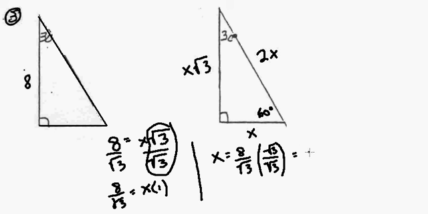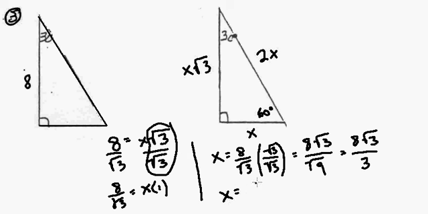Remember, with fractions, you multiply the numerators and you multiply the denominators. The top is 8 times the square root of 3, so we'll just go 8 radical 3. On the bottom we have the square root of 3 times the square root of 3, which is the square root of 9. Square root of 9 simplifies down to 3, and on top we leave it 8 radical 3. So that's what x is. x is equal to 8 square root of 3 over 3. This is the short side.